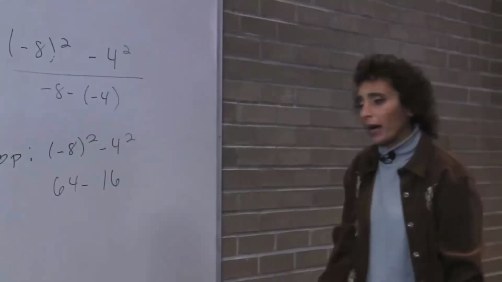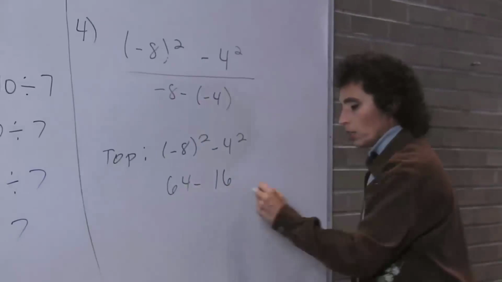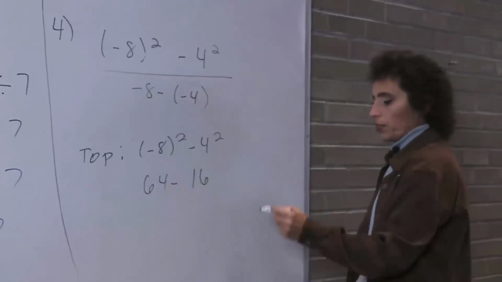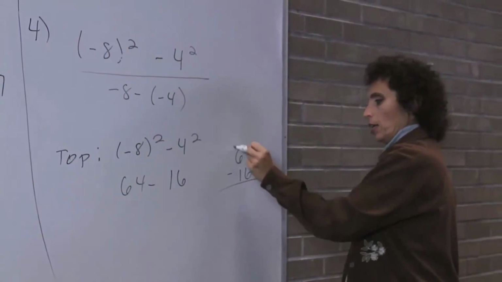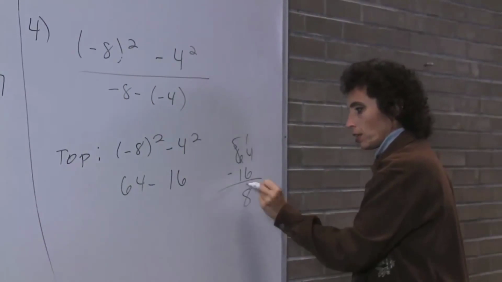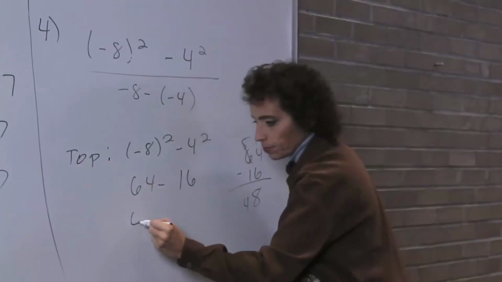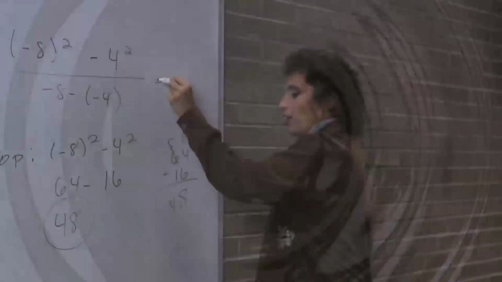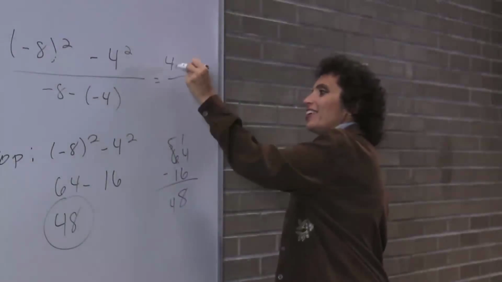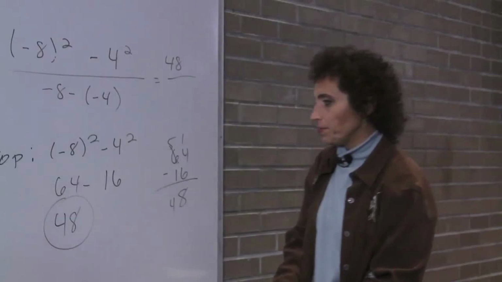And 64 minus 16. What is 64 minus 16? Oh, let's do it. Drew a little blank there. I hate that. 48. Okay, so that's 48. Right. All right, let me write the top in. And now let me do the bottom.